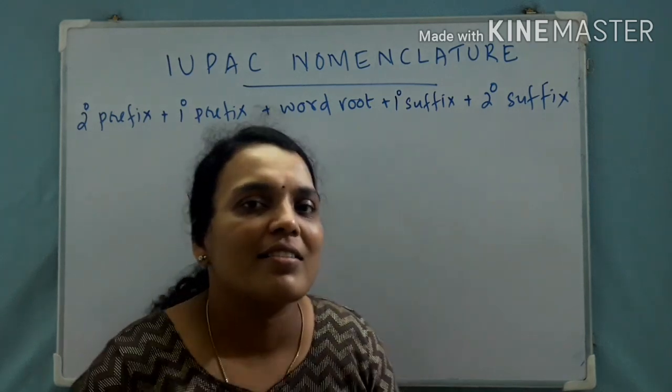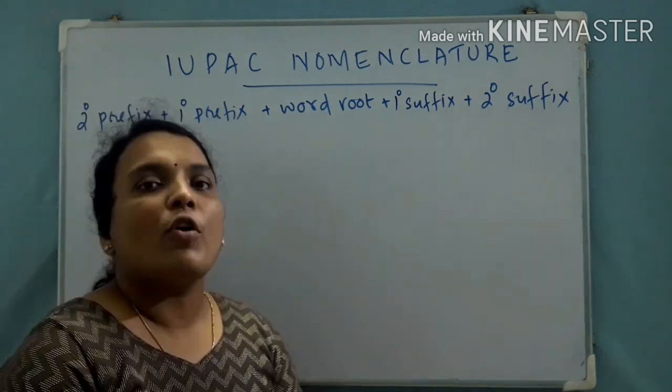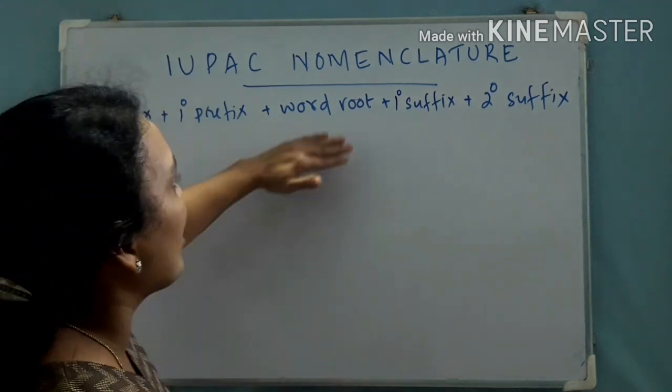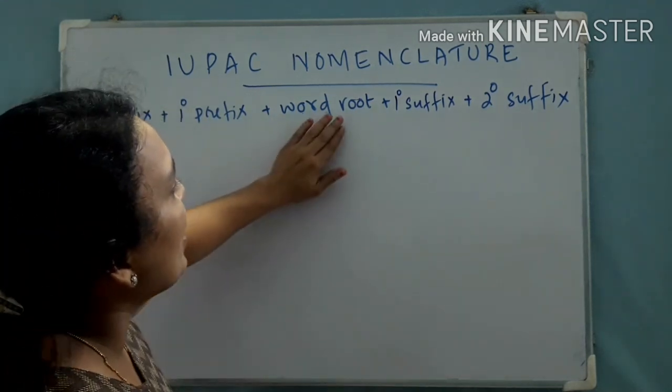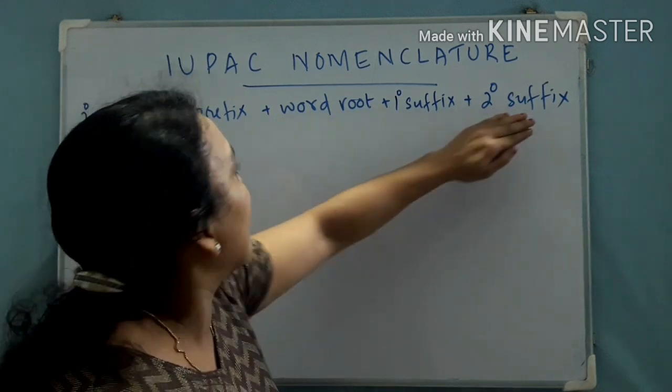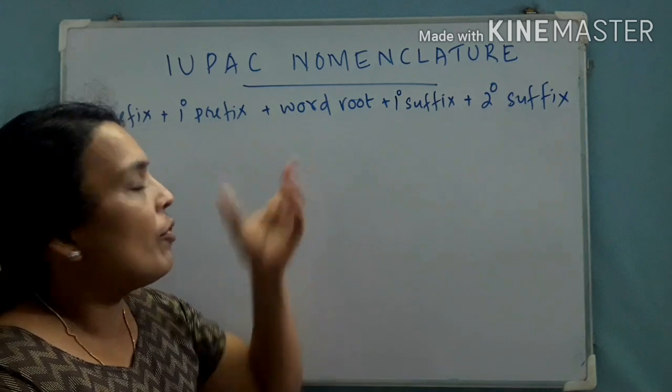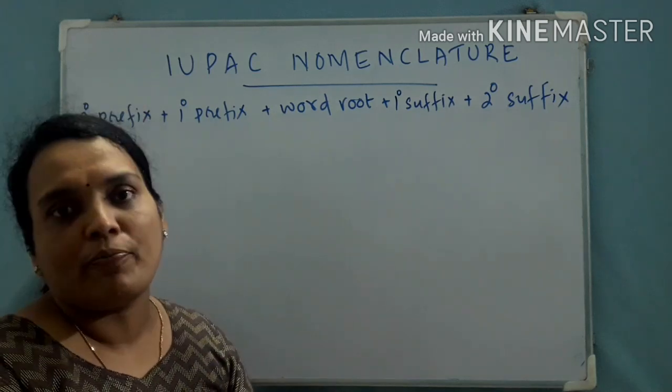Come to your class, organic nomenclature. For IUPAC nomenclature there is a formula that is already written over here. That is word root, primary suffix, secondary suffix, primary prefix and secondary prefix. Word root means it is the name of the parent chain.